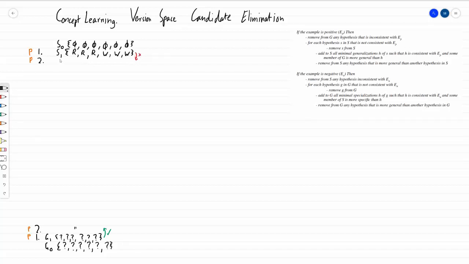So we have to make this one more general is the idea. So our S2 is going to be red, red, red. Now basically we always want to introduce minimal changes. So the only thing we're going to change here is just what was our issue. So white, we'll introduce one question mark there. And so because we only have one inconsistent value, we can just change that single one.